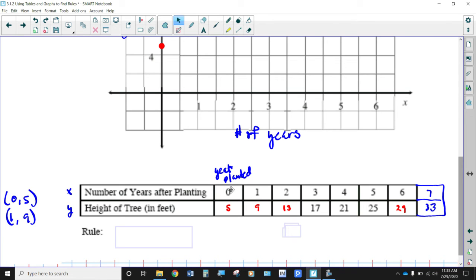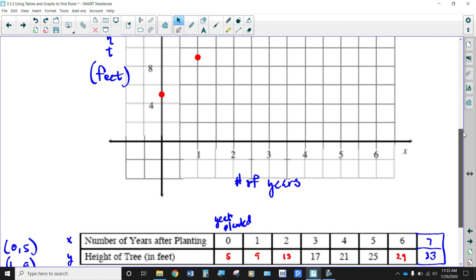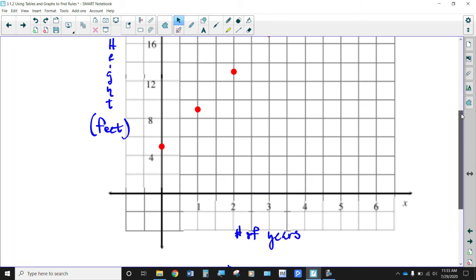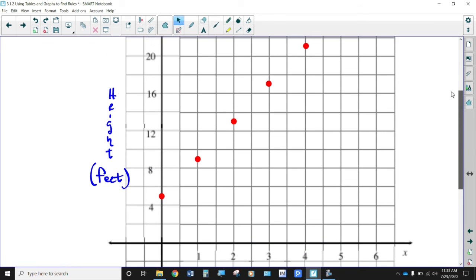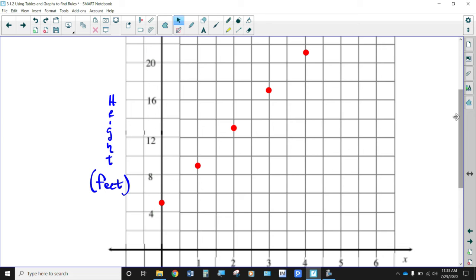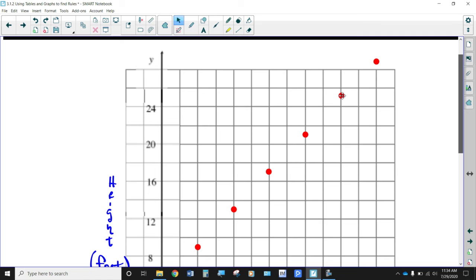Okay, let's take a look at the graph. So we're going to plot (0, 5), (1, 9), (2, 13), (3, 17), (4, 21), (5, 25), and then 6 would have been 29, which is just getting off the graph, so maybe we don't plot that one, but let's go ahead and plot it anyway. There's space right there. You can kind of get an idea where that should go.